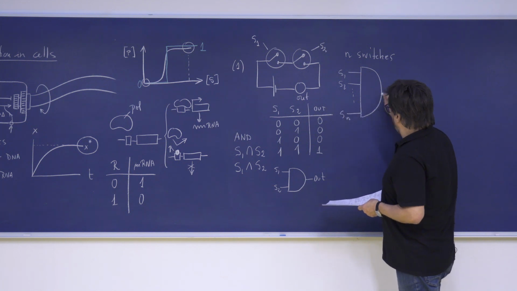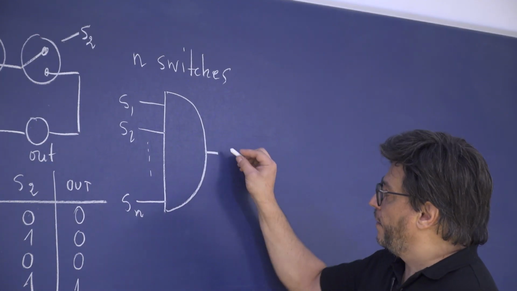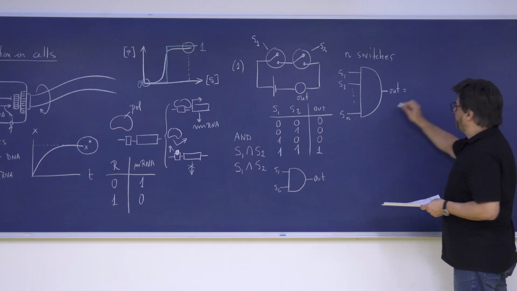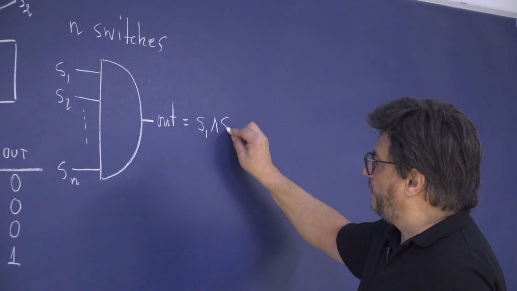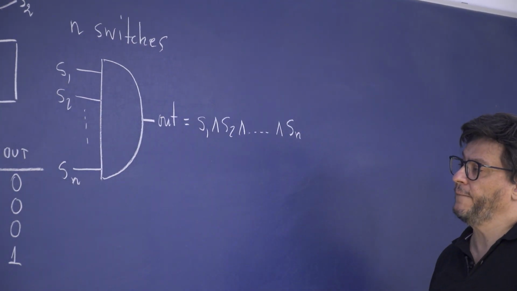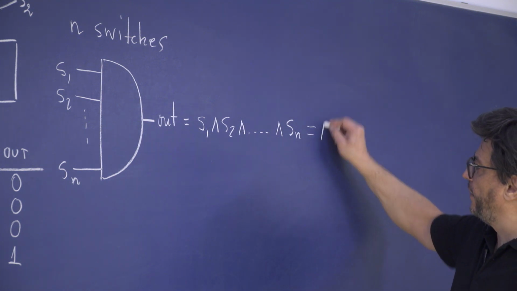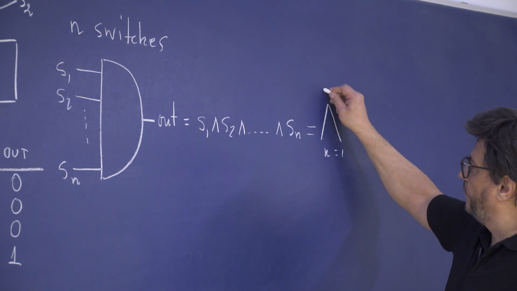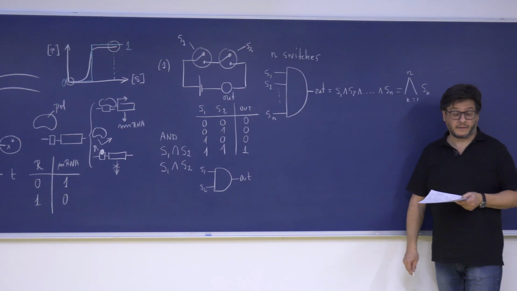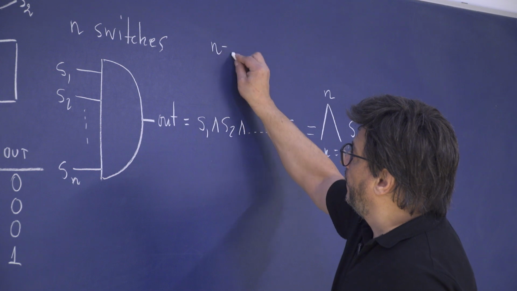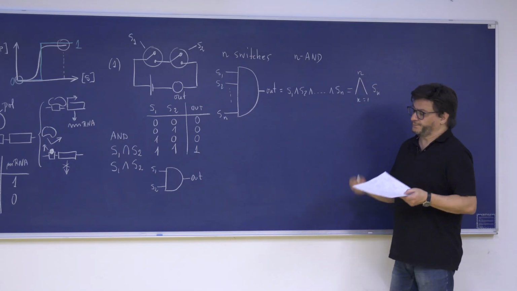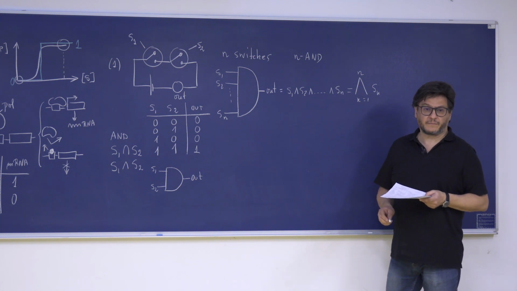essentially the same thing, because only the output will be using that notation: S1 and S2 and Sn, okay? Or if you want to make it in a compact form, this is the N AND gate. So this is an example of a logic gate.